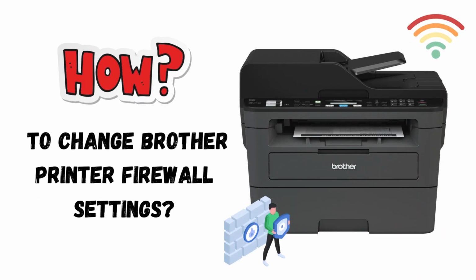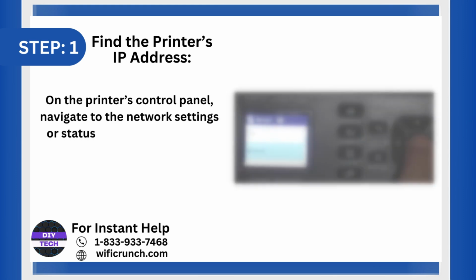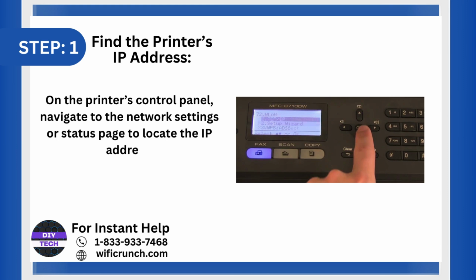How to change Brother printer firewall settings. Step 1. Find the printer's IP address. On the printer's control panel, navigate to the network settings or status page to locate the IP address.